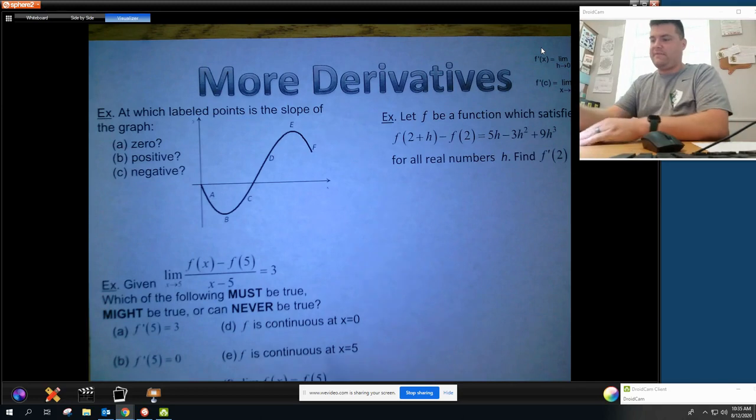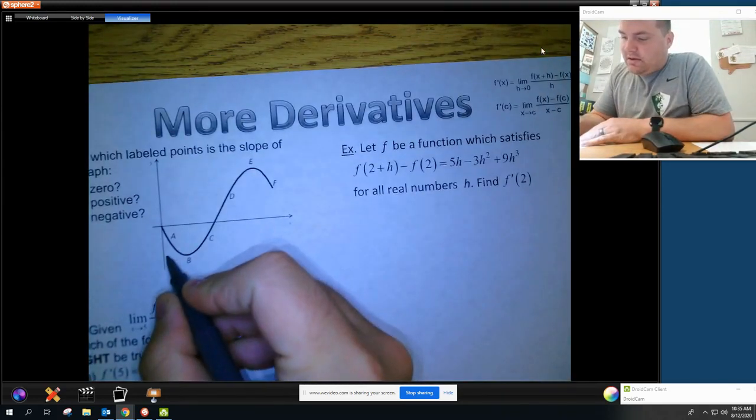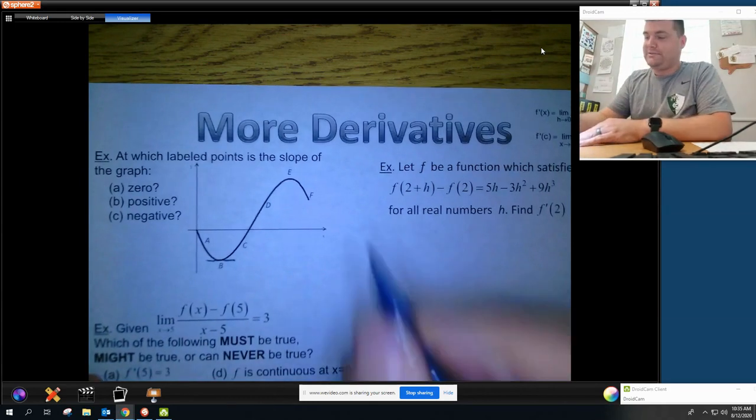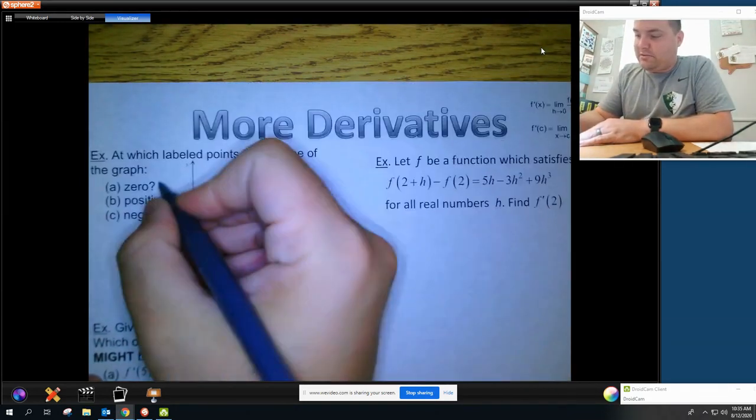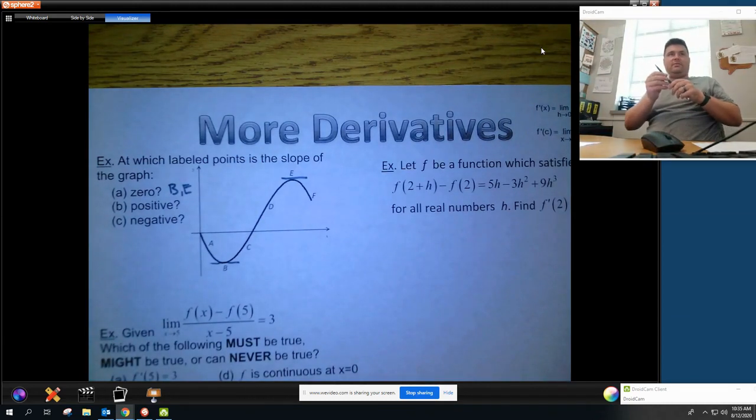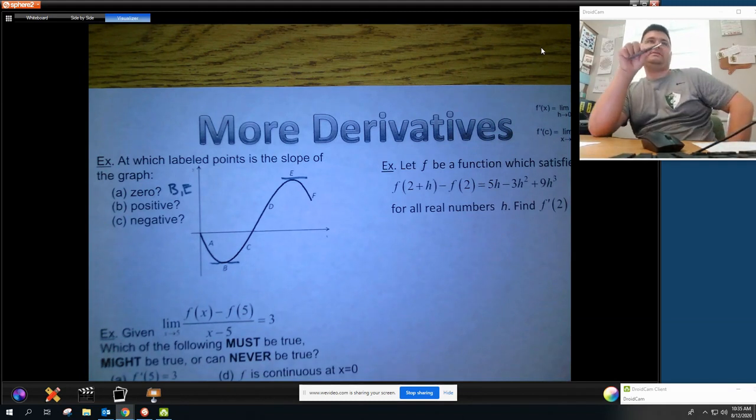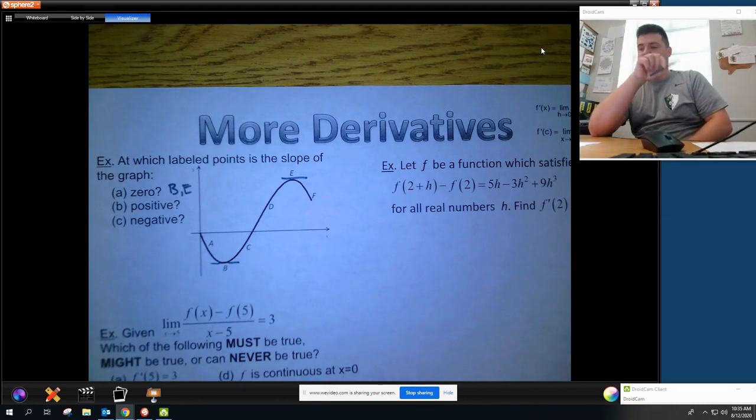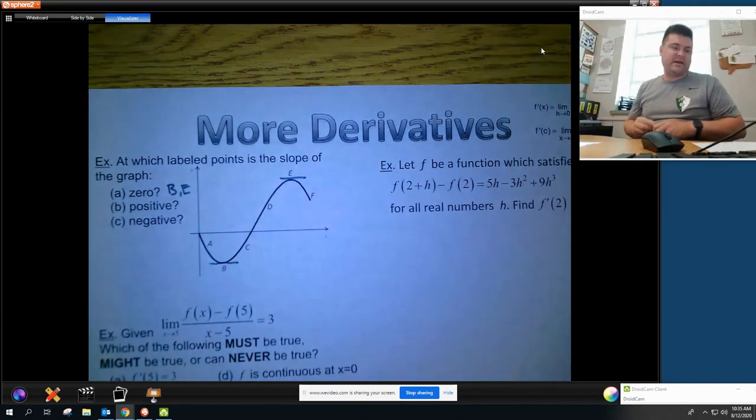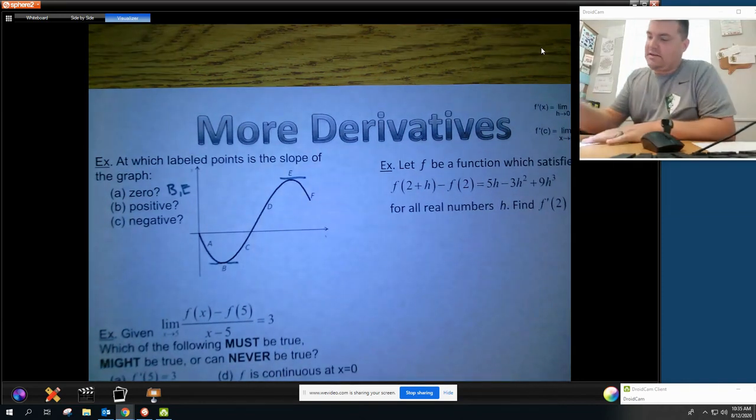Okay, so look at my graph right here. At B, I'm going to draw my best horizontal line across B. Same thing with E. So B and E are 0. Positive is going to look like that. It's going to be increasing. So which ones are increasing? Looks like I got C and D.